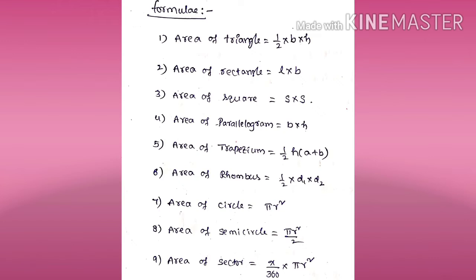Area of a circle, pi r square. Area of a semicircle is pi r square by 2. And last one here, area of a sector is equal to x by 360 into pi r square. Using this formula, we can solve almost all of exercise 9.3 completely. I hope you did it. Well, next slide.